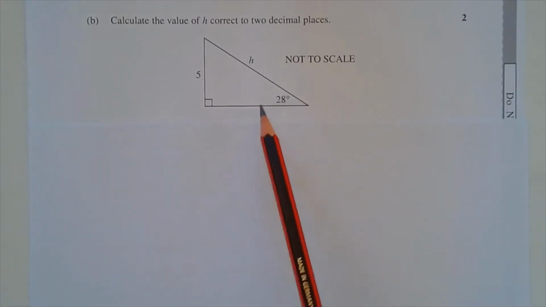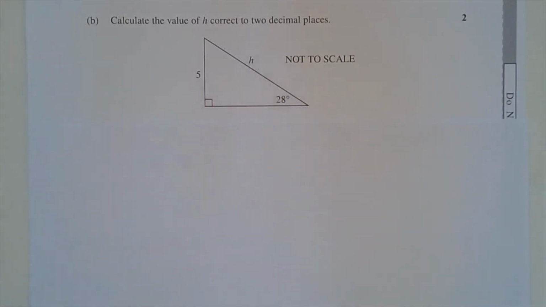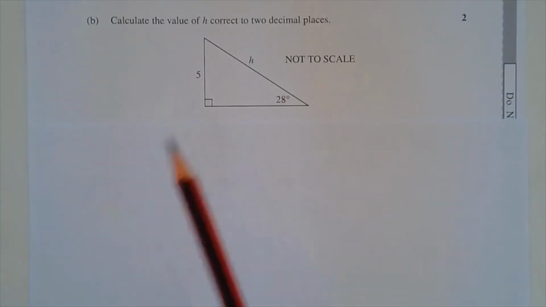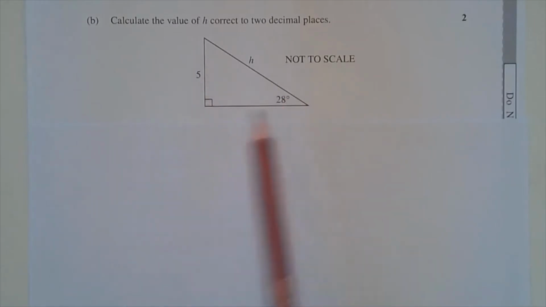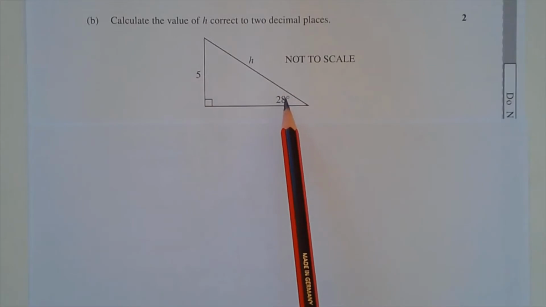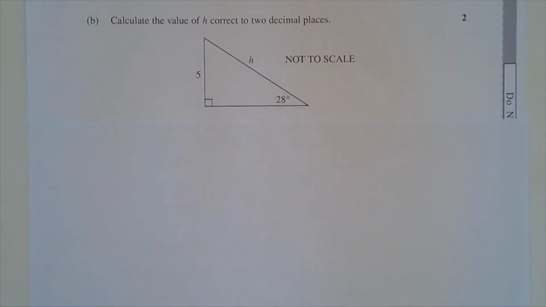So we have a known angle, we have a known side, we'll need to find the unknown side. The next thing is whether we use sine, cos or tan, and that depends on where the sides are relative to the 28-degree angle. Now the 5 is opposite the 28 degrees and h is the hypotenuse. So from SOHCAHTOA, SOH, we need to apply the sine ratio.